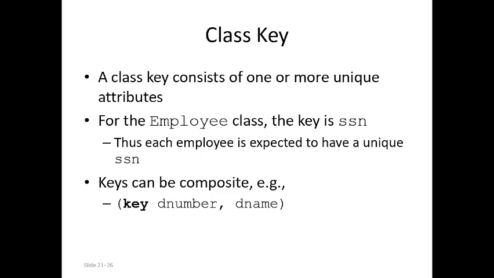A class with an extent can have one or more keys. A key consists of one or more properties. Properties means attributes or relationships whose values are constrained to be unique for each object in the extent. For example, the employee class has the SSN attribute as key. Each employee object in the extent must have a unique SSN value. And the department class has two distinct keys, D name and D number, and each department must have a unique D name and a unique D number.